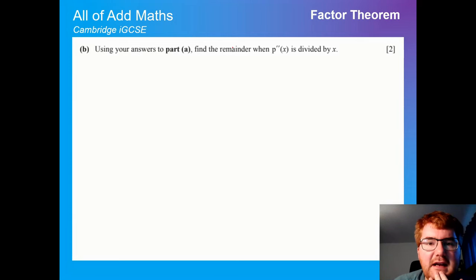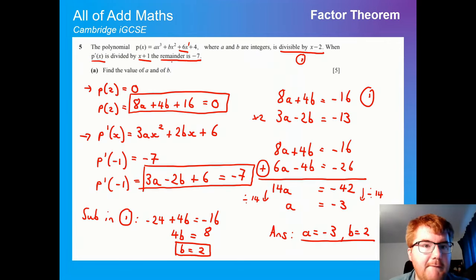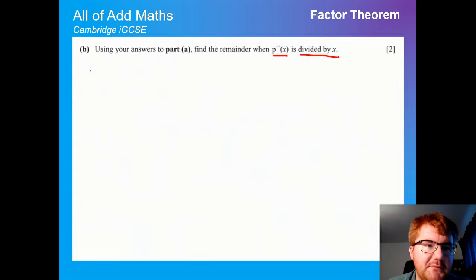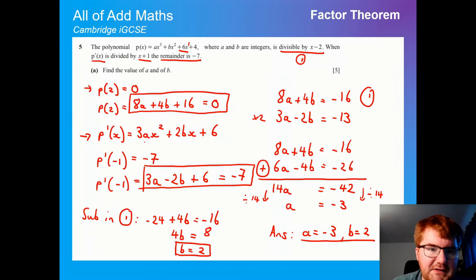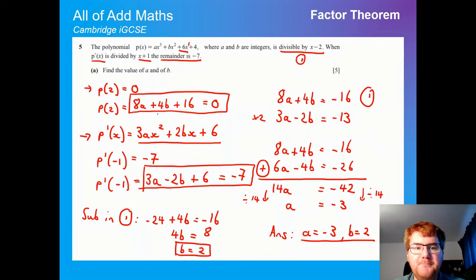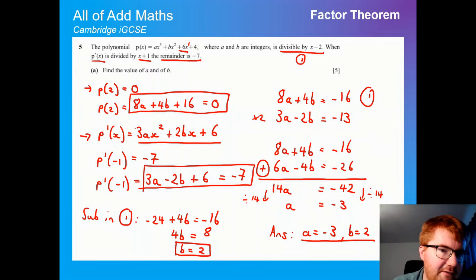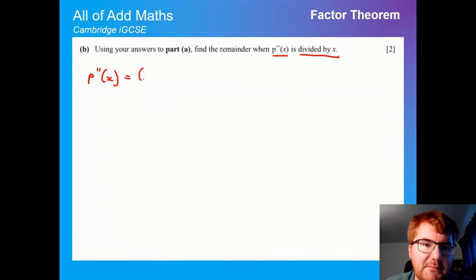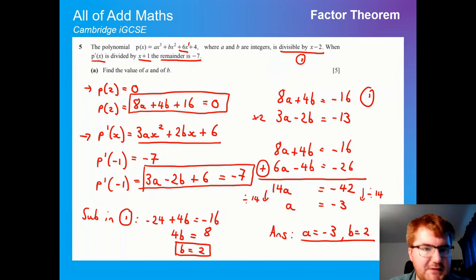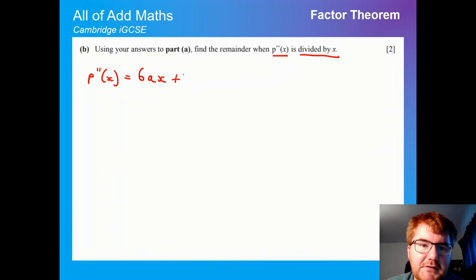Using your answers to part A, find the remainder when the double derivative, so p dash dash of x, is divided by x. Okay, so first of all, what I'm going to do is work out the double derivative. So I'm just going to do p dash dash of x here. So I'm going to take this expression and derive it again. Remember, we bring the 2 to the front, so we get 3 times 2 is 6. Reduce the index by 1, so we get 6ax. And then we differentiate this. Well, because we just got an x, we just take the coefficient in front. So we're going to have plus 2b.